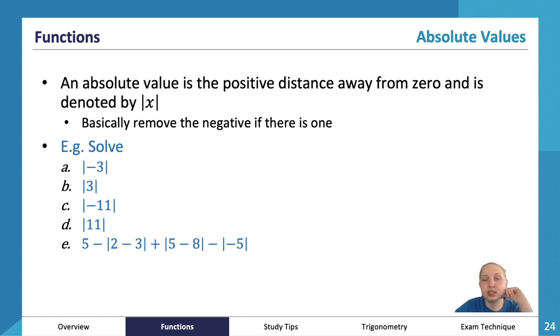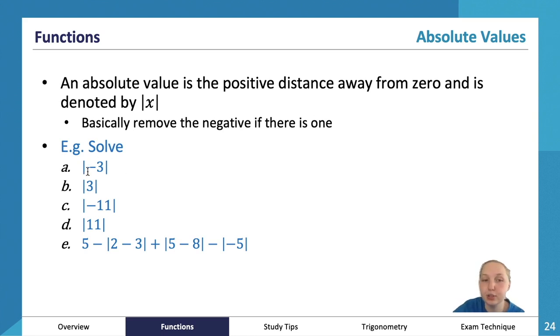So it's pretty much just the distance away from zero that something is, disregarding the fact that it's moving in the positive or the negative direction. It's just like the absolute positive distance away from zero. So I'll quickly go through these.